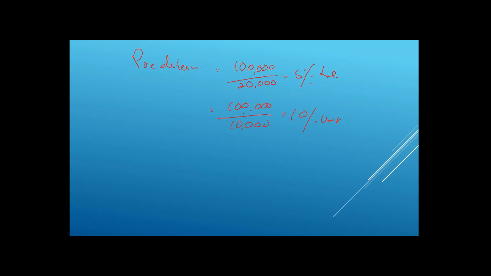Whenever we absorb the overheads, the variance can come because your expenditure can be different from the budgeted 100,000, or the output can be different from the 10,000 we budgeted for. So that's how the variance will come. The total variance is found by taking the actual output into the standard overhead absorption rate.